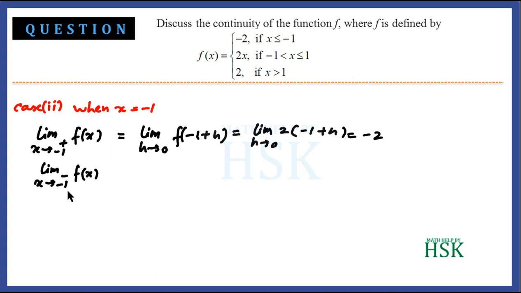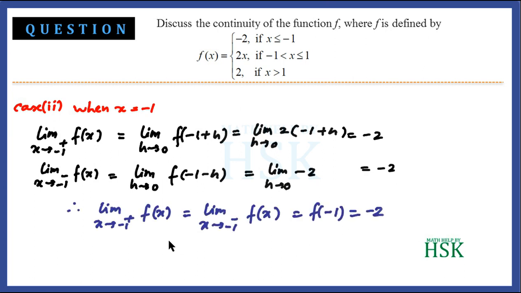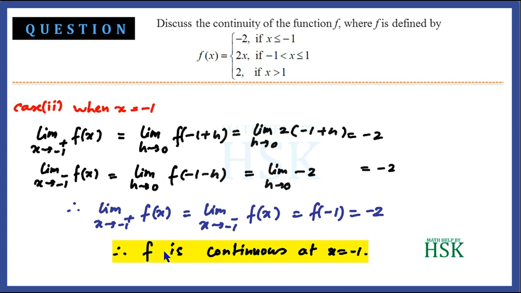And similarly, the limit as x tends to -1 negative of f(x), that is the left hand limit, would be equal to the limit as h tends to 0 of f(-1 - h), and this would be equal to the limit as h tends to 0 of -2, because f(x) takes the value -2 and this value -1 - h lies in the interval where x is less than -1. So this would be equal to -2 on applying the limits. So we see that the right hand limit and the left hand limit, and if we calculate the value of f(-1), we are still going to get -2. So all these are equal. So this means that the function is continuous at x equal to -1. Okay.